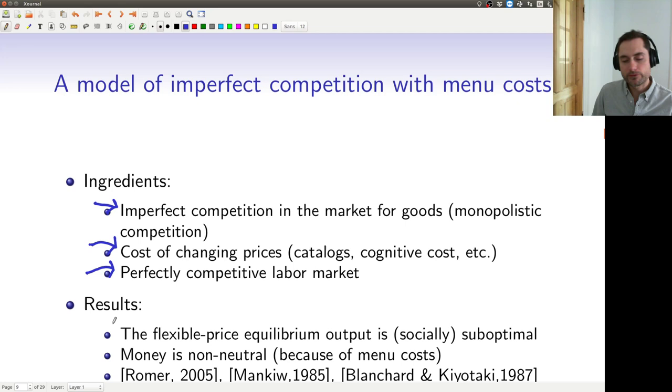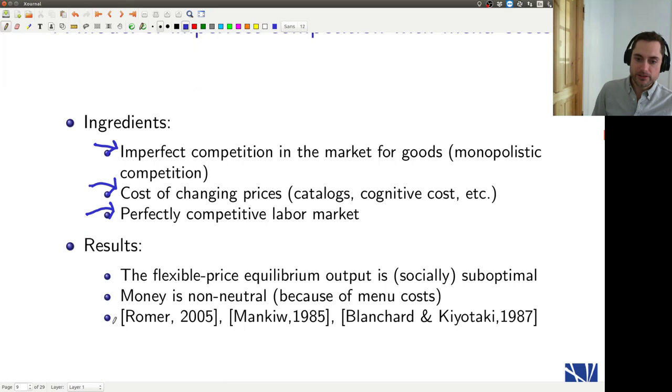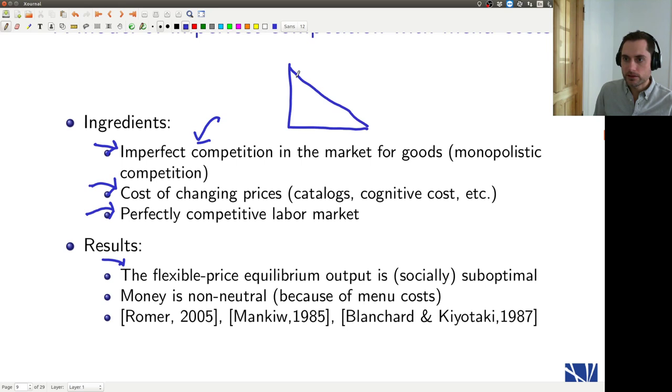Okay, so what are the results we're going to find? A preview. It turns out that the flexible price equilibrium is socially suboptimal. Do you see why? Because we have imperfect competition and this is just a static model. It's just one period. So of course, if you have market power, that's going to give you a socially suboptimal amount of output. And you can probably guess it's going to be too little because firms are going to restrict output in order to get a higher price so they can maximize their profit. Just like your old-fashioned monopoly problem, if you remember from Micro 101 or whatever you might have seen.